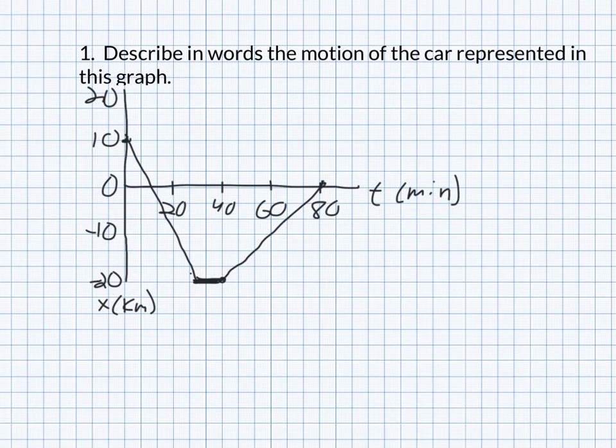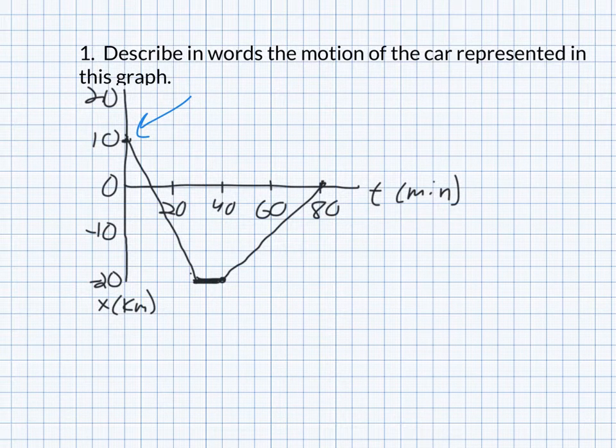So, number one, we're looking at a graph of a car's motion. And this is just qualitative. Well, you could do a quantitative one as well, but it says describe in words the motion of the car represented in this graph. So we're going to be looking for features of this graph that stand out. Right away, I'm going to look at the starting point. This car did not start at 0, wherever 0 happens to be.